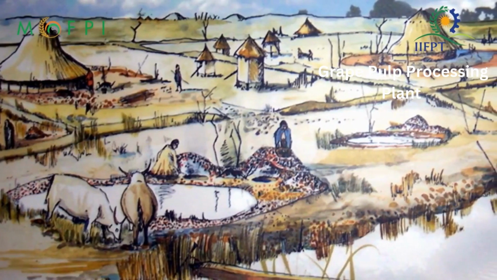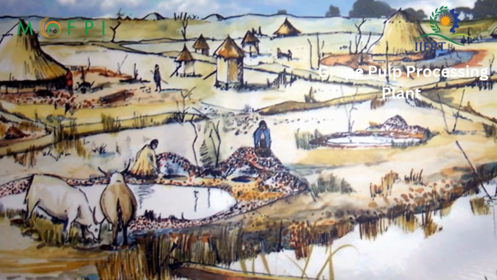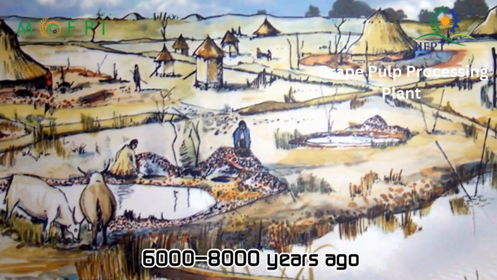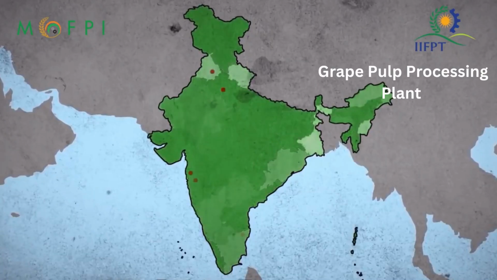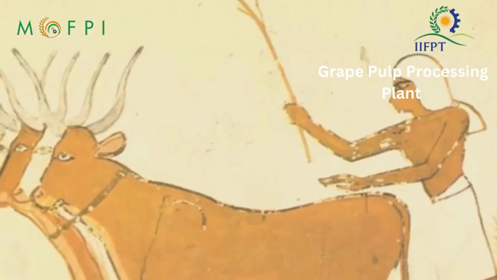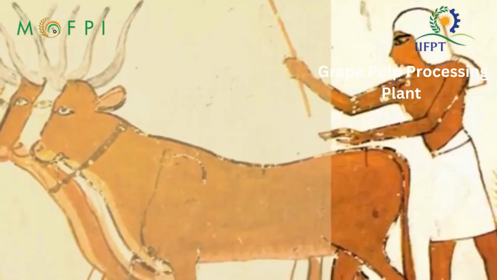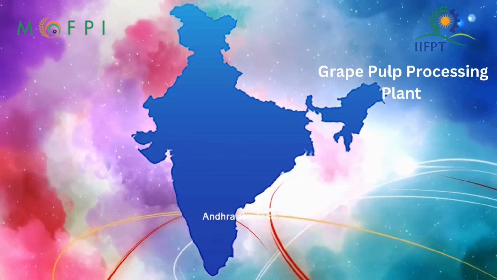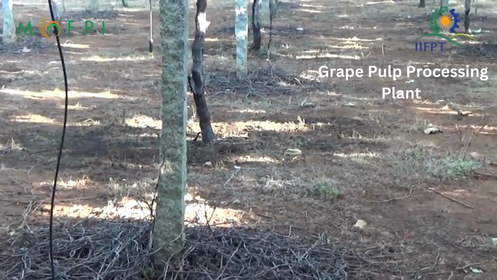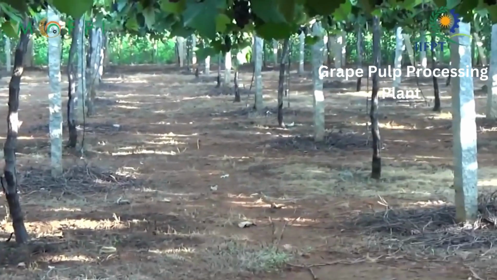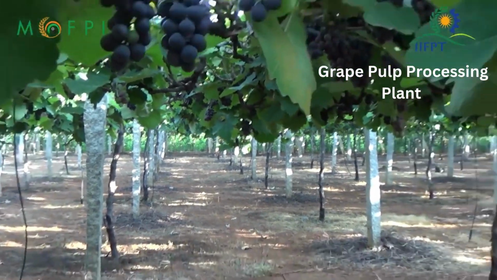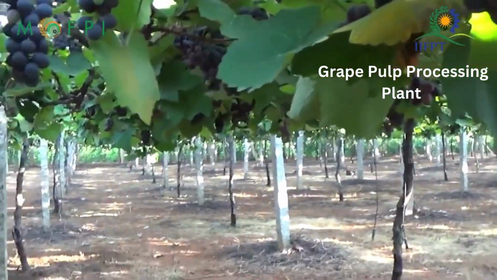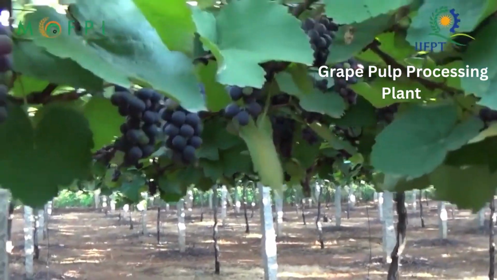The cultivation of the domesticated grape began 6,000 to 8,000 years ago in the Near East. Major areas under cultivation are concentrated in central and peninsular Indian states like Maharashtra, Karnataka, Andhra Pradesh and Tamil Nadu, and limited areas of north. At present, grape is cultivated in an area of about 80,000 hectares with an annual production of 2 million tons.